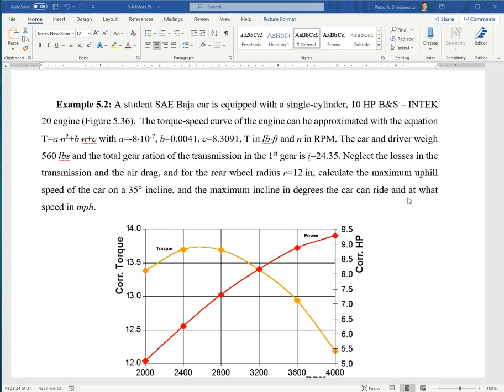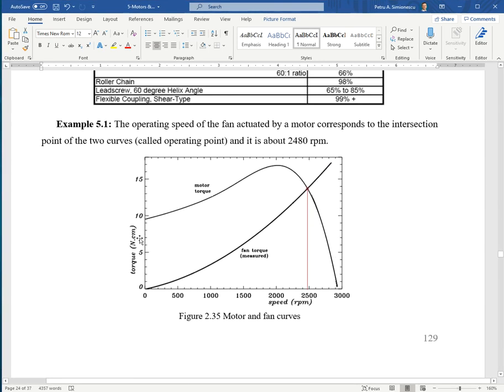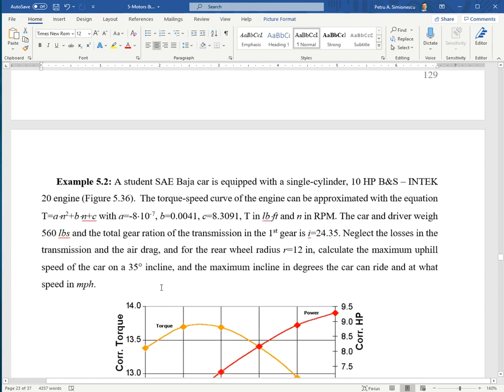We want to calculate the maximum speed of the car. It will be full throttle, so these are full throttle curves. Maximum speed of the car at 35 degrees, and then calculate the maximum incline the car can climb and at what speed. Similarly to this simple problem, we need to figure out what the load curve is, and we have the torque curve given by this equation.